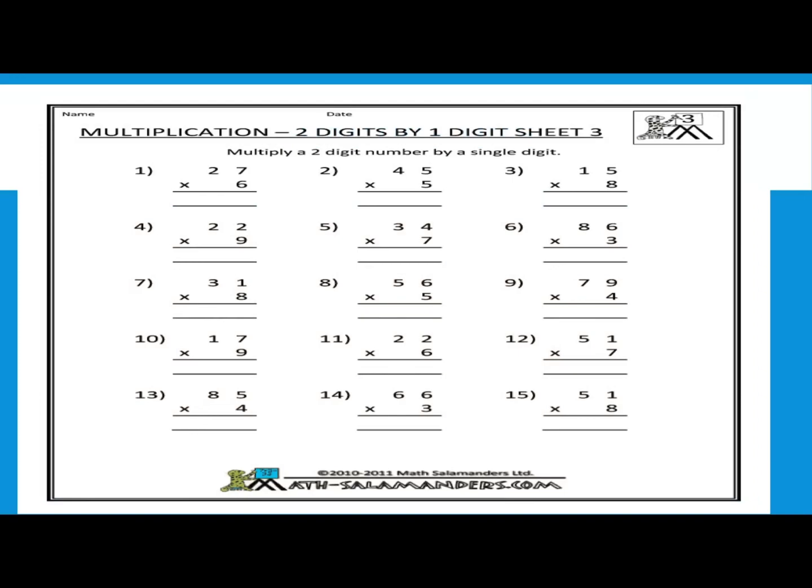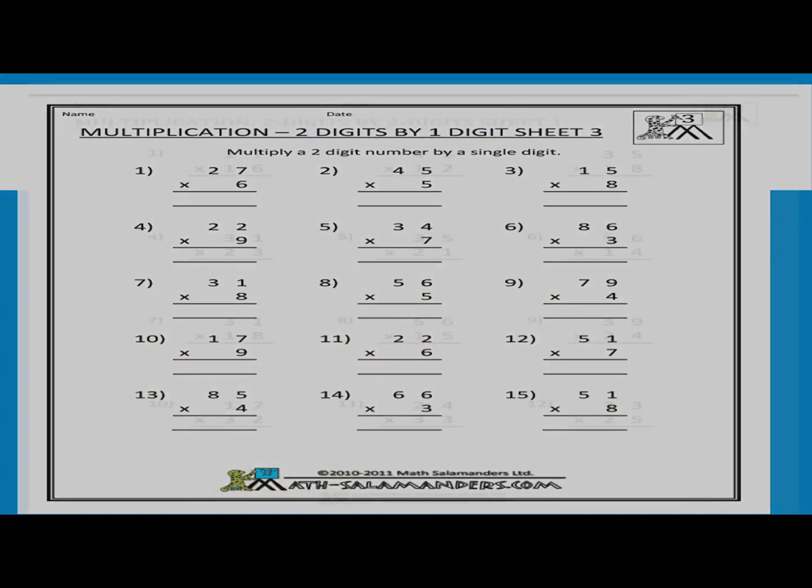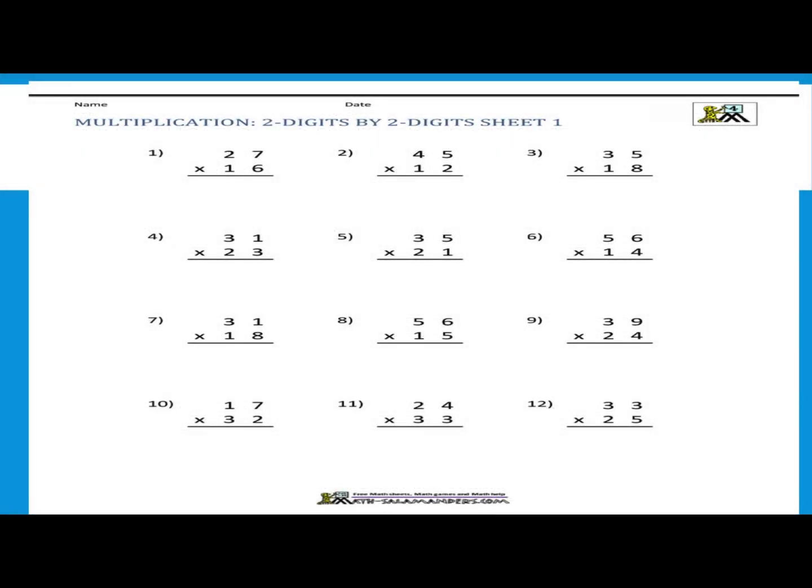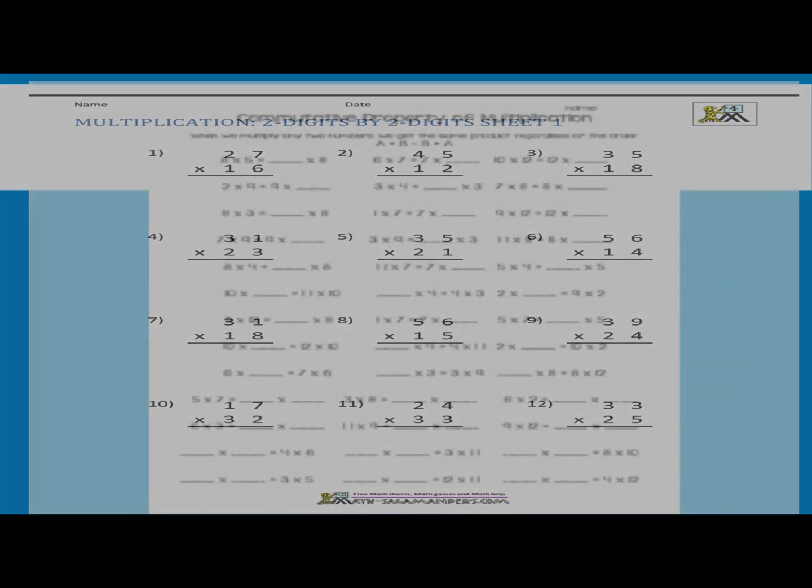It's a worksheet for you children. Multiply a 2-digit number by a single digit. Do complete this in your classwork copy. Another worksheet for you: multiplication, that is 2 digits by 2 digits. Here also any method you can follow. Chinese multiplication, normal multiplication, whatever multiplication you have understood, you do it.